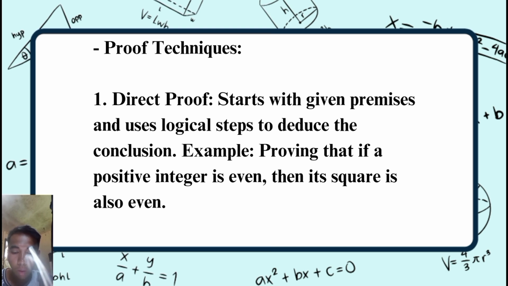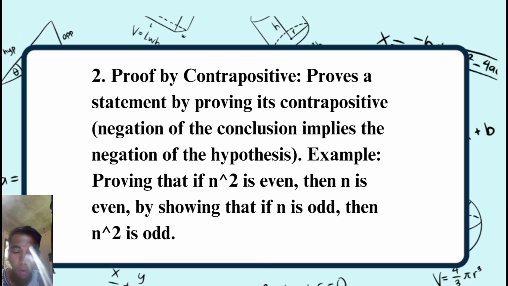Number 2. Proof by contrapositive. Proves a statement by proving its contrapositive: the negation of the conclusion implies the negation of the hypothesis. Example, proving that if n² is even, then n is even by showing that if n is odd, then n² is odd.